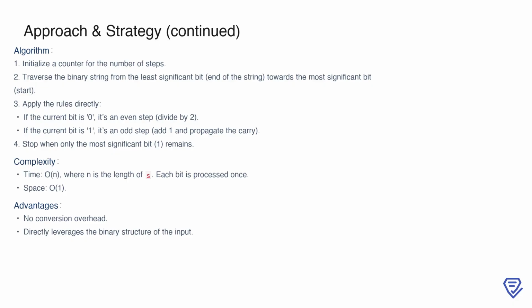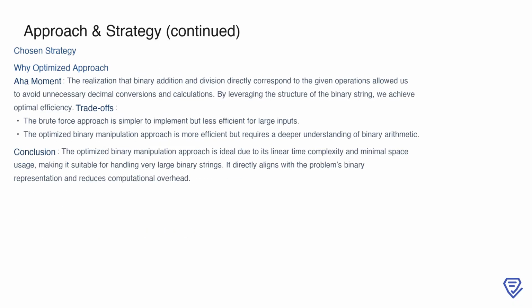The advantage of this method is that each bit is processed exactly once, leading to a time complexity of O(n), where n is the length of the binary string. Space complexity remains constant at O(1). By directly operating on the binary structure, we eliminate the overhead of conversion and align the solution more closely with the nature of the problem. The optimized binary manipulation approach is ultimately the ideal strategy for this problem.